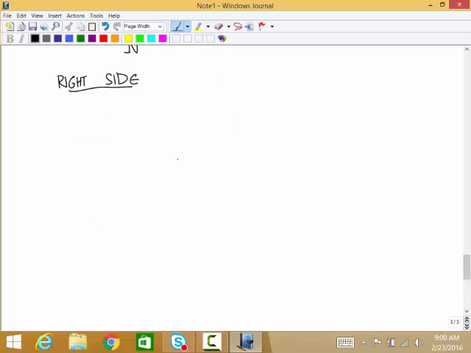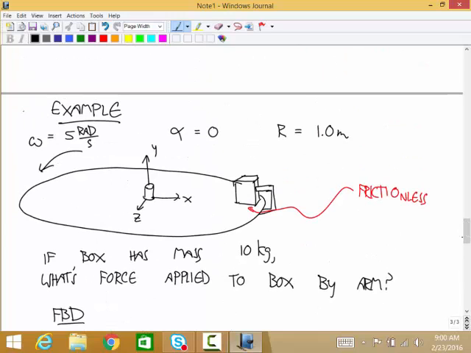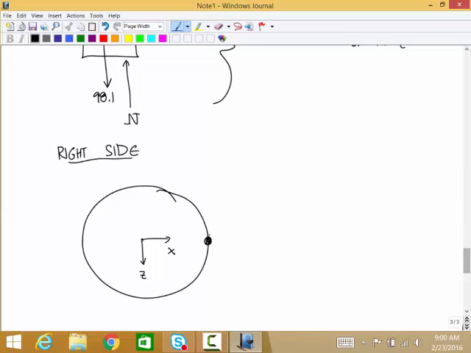Okay, so let's think about the circle like this, and the x-axis is this way, whoops, the y-axis is up, the z-axis is this way. Which way is the velocity vector? Counterclockwise from above, yeah. So the velocity vector is like this.